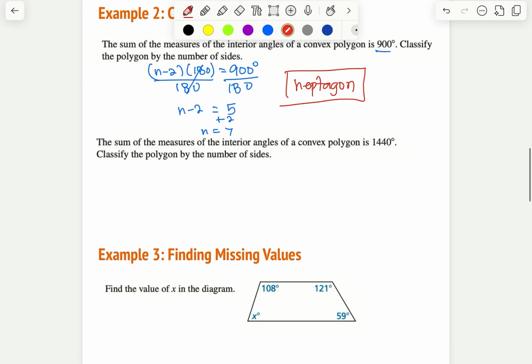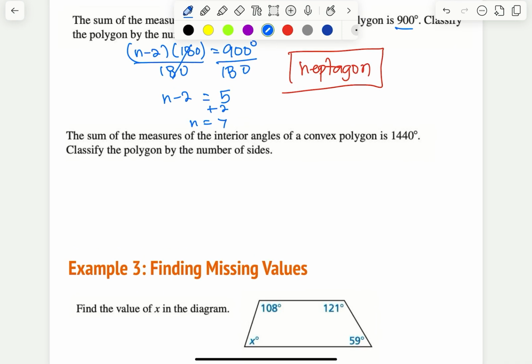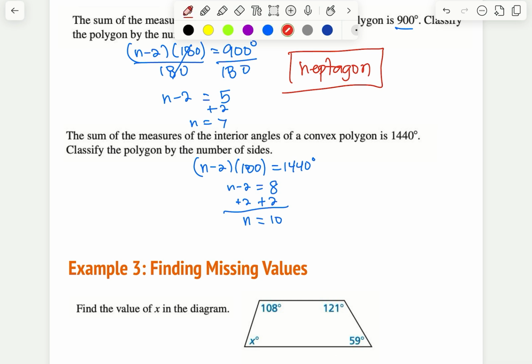The sum of the measures of the interior angles of a convex polygon is 1440 degrees. So classify the polygon by the number of sides. So this one, still using the formula, n minus 2 times 180 is equal to 1440 degrees. And dividing both sides by 180, n minus 2 would give me 8. And plus 2 on both sides would give me n is equal to 10. And the 10, with 10 number of sides, is called a decagon.